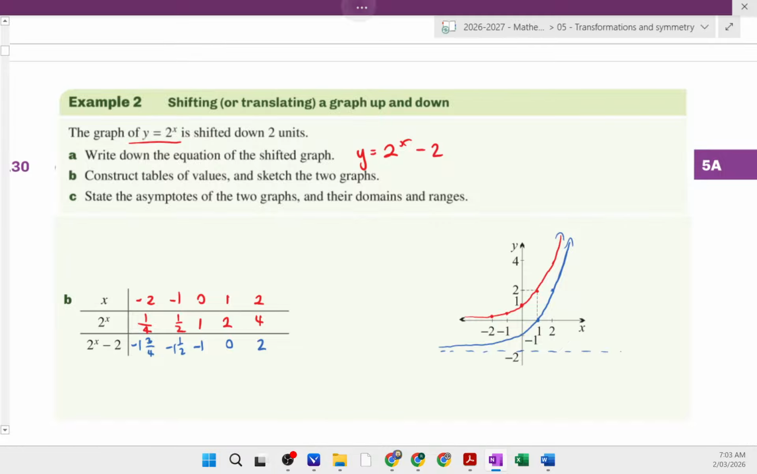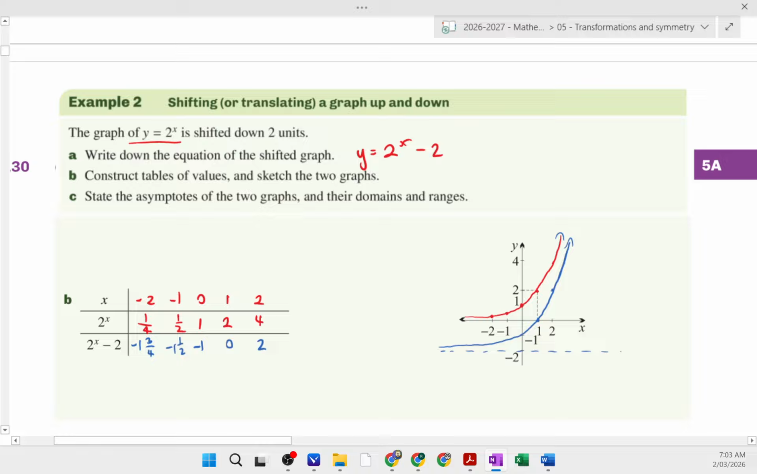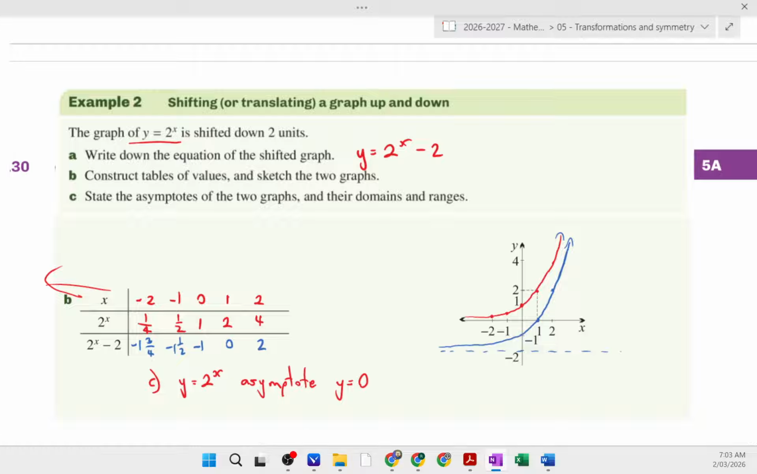So that's graphing them. Then we've got question C, state the asymptotes of the two graphs and their domain and ranges. So question C, let's have a look at y equals 2 to the power of x. The asymptote, so remember the asymptote is just where the graph does not exist. That is at y equals 0. We cannot get to y equals 0 because as we head back towards the negatives, we're going to get a larger denominator, which just means we're getting close to 0 but never getting there.